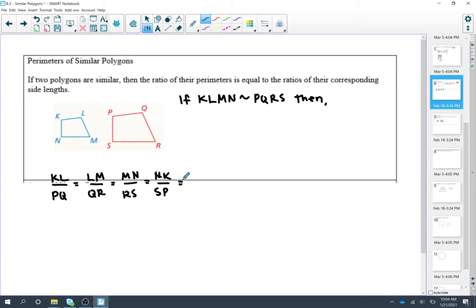But that's also equal to the perimeters. So then I'm going to take KL plus LM plus MN plus NK, because remember perimeter means add up all the sides. So I added this one, this one, this one, and this one over the ratio of PQ plus QR plus RS plus SP. So we took this one plus this one plus this one plus this one, and then those are also equal.